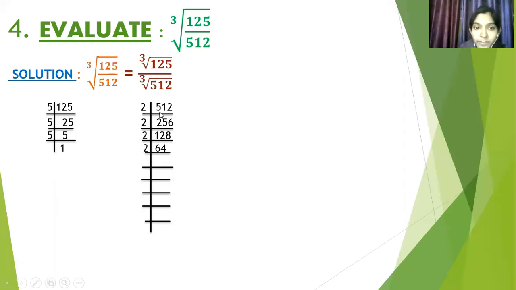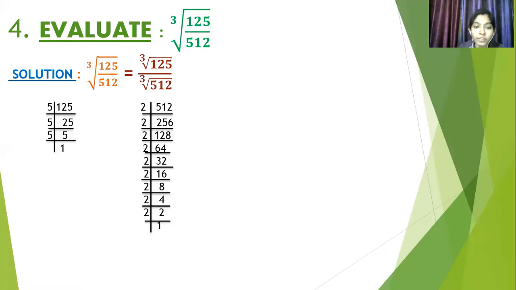Now for 512, what is the last digit? 2. So it will be divisible by 2. 2 2s are 4, then 2 5s are 10, then 2 8s are 16. Again, last digit is 6, so it will be divisible by 2. 2 1s are 2, 2 2s are 4, 2 8s are 16, 128, again 2 64s, then 2 32s, then 2 1s are 2. 16, 8, then what will come? 4, then 2 2s are 4, and 2 1s are 2. Is it clear? Yes, ma'am.